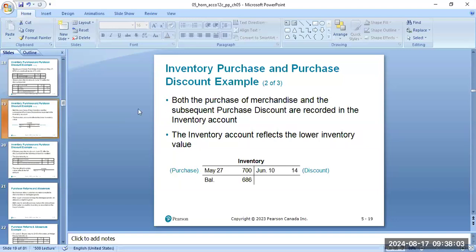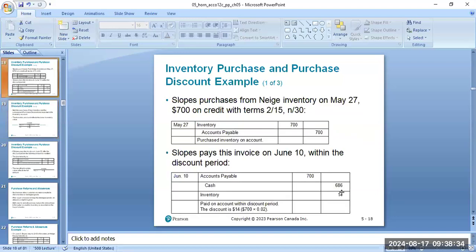As you can see, both the purchase of merchandise and the subsequent discount are recorded in the inventory account. Remember, for perpetual inventory, purchase and purchase discount are recorded in the same account, inventory. That's going to reduce the value of our inventory, and now the value of the inventory is $686, which is exactly the amount of the cash that we paid.